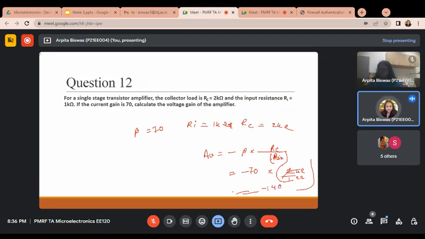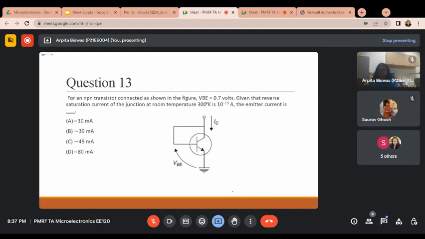Have you understood? Madam, here it is not given. The C amplifier is not given, madam. Beta is for the C amplifier, you can take it. So can we move to the next question? Yes, ma'am.